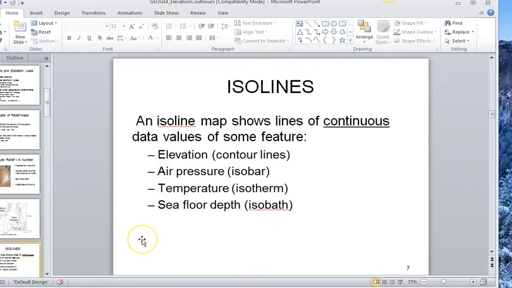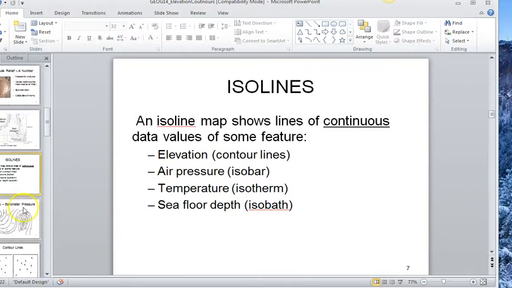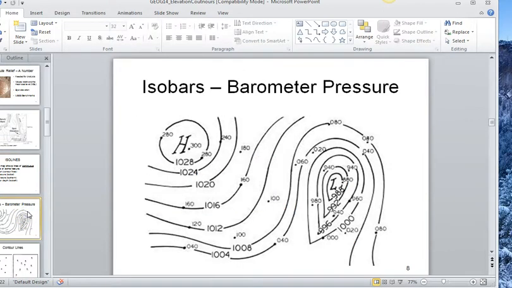The other thing on maps you'll find are what are called isolines, and these are lines on the map that indicate continuous values. We looked at isolines earlier in the term when we talked about air pressure and high pressure and low pressure systems, and those were called isobars. Now we're going to be looking at contour lines that show lines of elevation change.